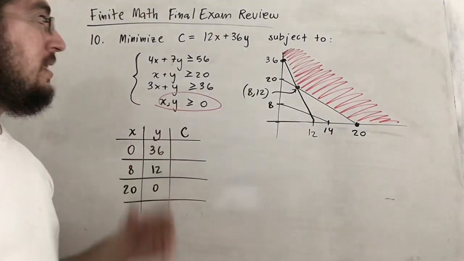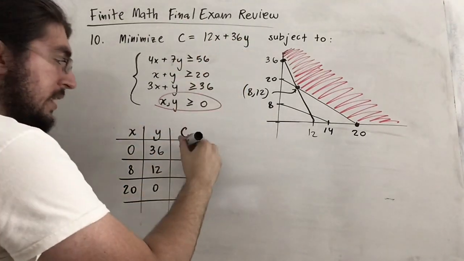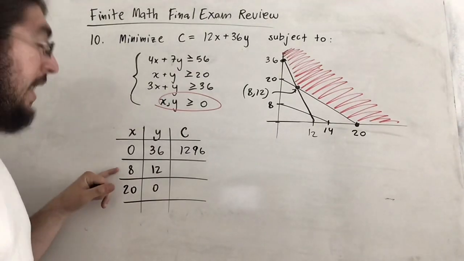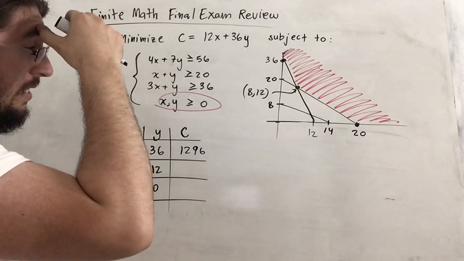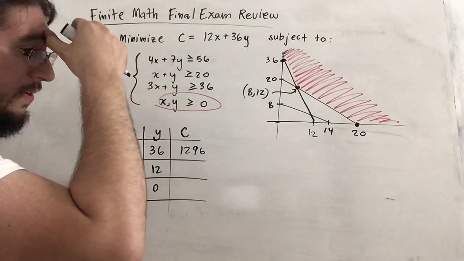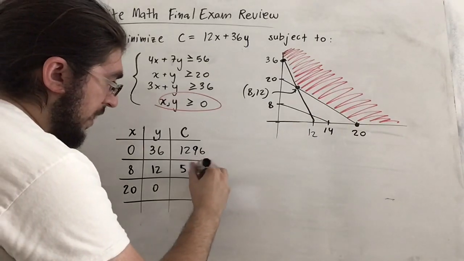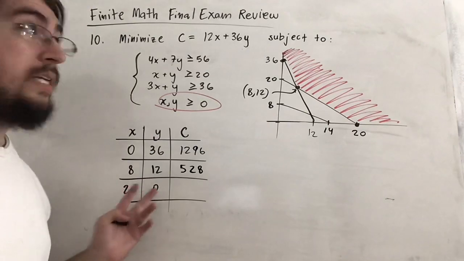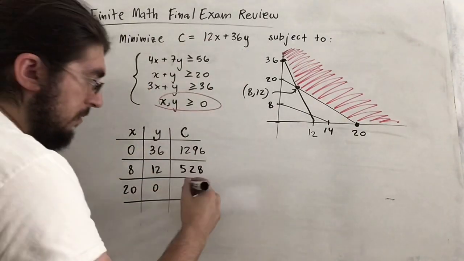So now plugging them into C, let's see, 0 times 12 is 0, 36 times 36 is 1296. So that's what we're going to get for C here. 8 times 12 is 96. 12 times 36, I think we'll have to use a calculator there, but I'm getting like 5 something. And in total, we end up with 528. But I used my calculator here, so that's fine. When you plug in (20, 0), though, you'll get 12 times 20, which is 240 plus 0.